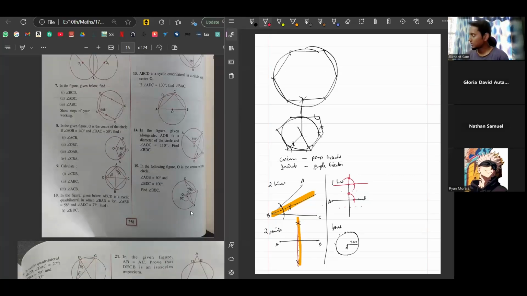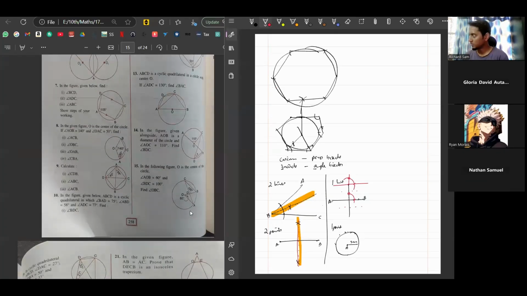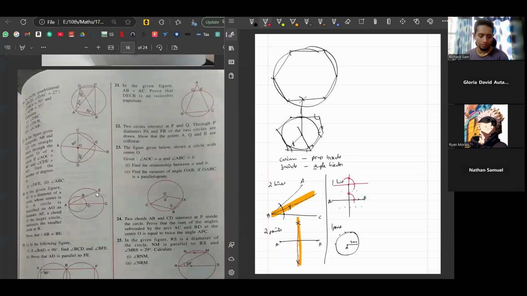You remember circles? You there? Huh? Revision we did, or the chapter only we did recently, no? So where were you when I explained the chapter only, no? Hmm.